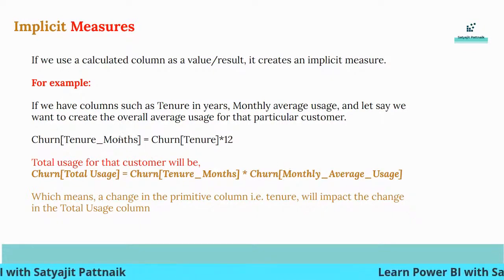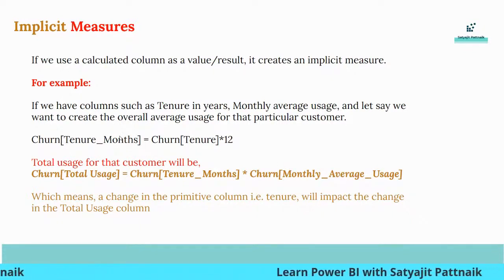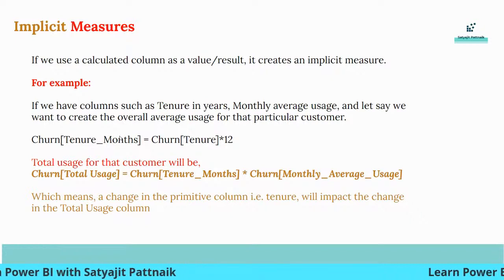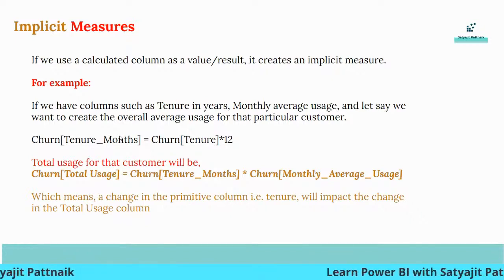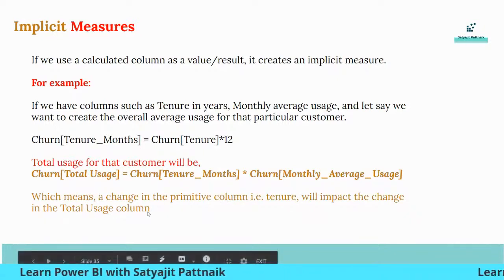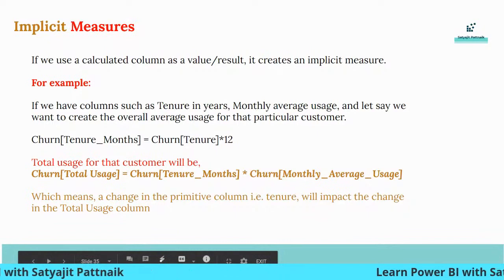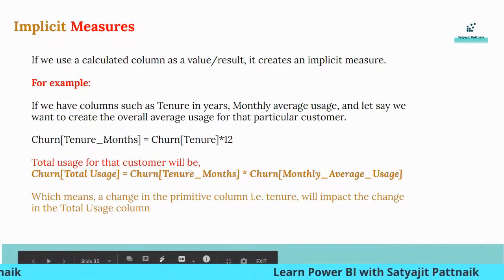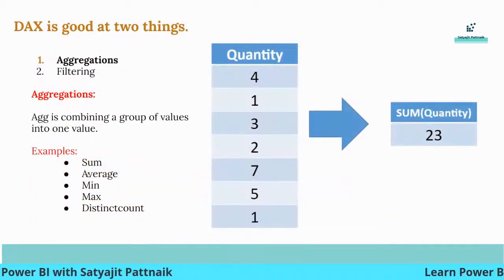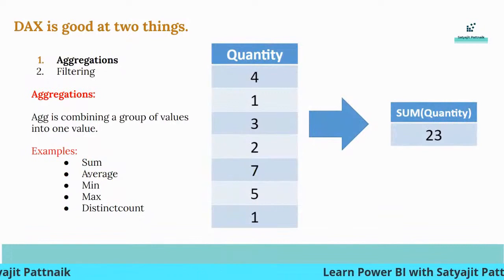The basic information about implicit measures is that if you change an underlying column, your ultimate measure also changes. A change in the primitive column, that is tenure, will change the total usage column. Because if tenure changes, tenure months changes. If tenure months changes, total usage also changes. This is basically what implicit measures are.